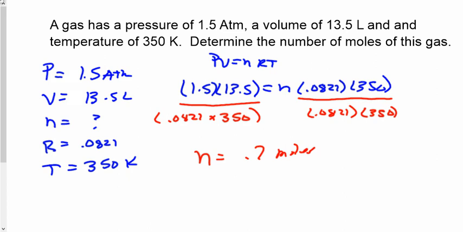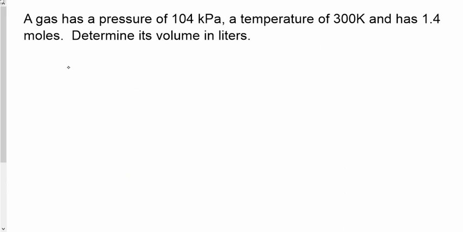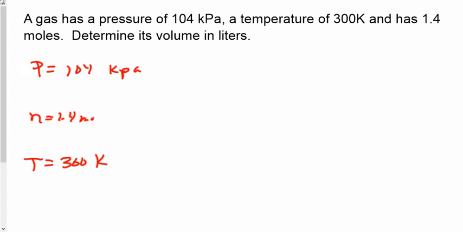Okay, let's try another question. A gas has a pressure of 104 kilopascals, so I'm just going to start my list. Pressure is equal to 104, and I'm going to label that as kPa right away. A temperature of 300 Kelvin, I'll put my T down here, 300. Again, we're in Kelvin, so I do not have to add my 273. I have 1.4 moles, so I'm going to put n equals 1.4 moles. Okay, and I'm in kilopascals, so I'm now going to choose R to be 8.31. So again, I have to pay attention to what kind of pressure I am in. Determine the volume. So volume is going to be my question mark.